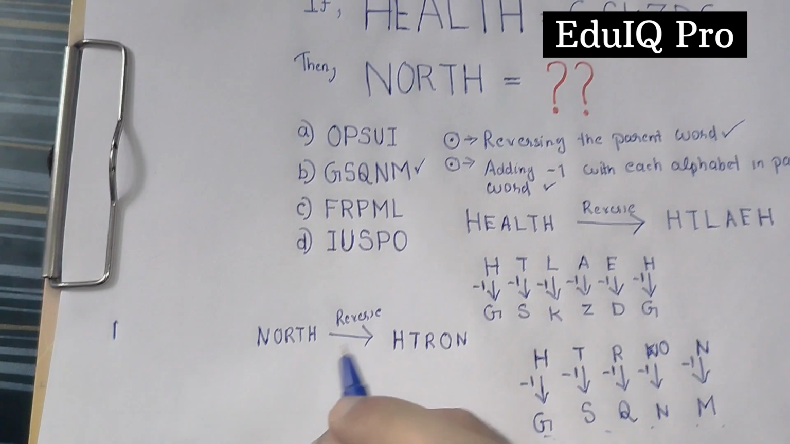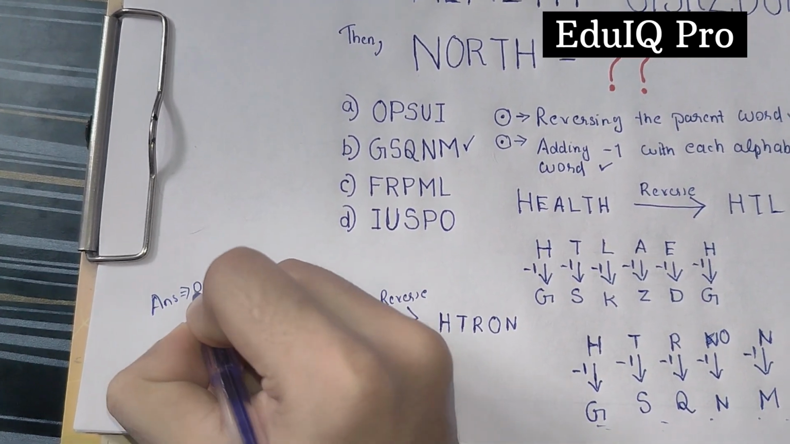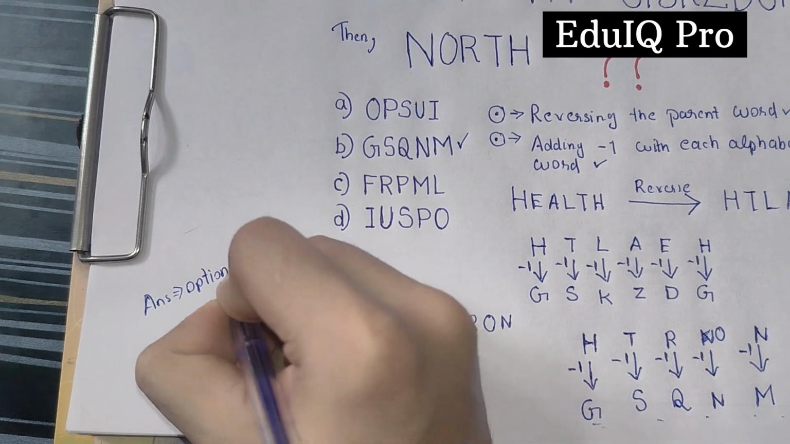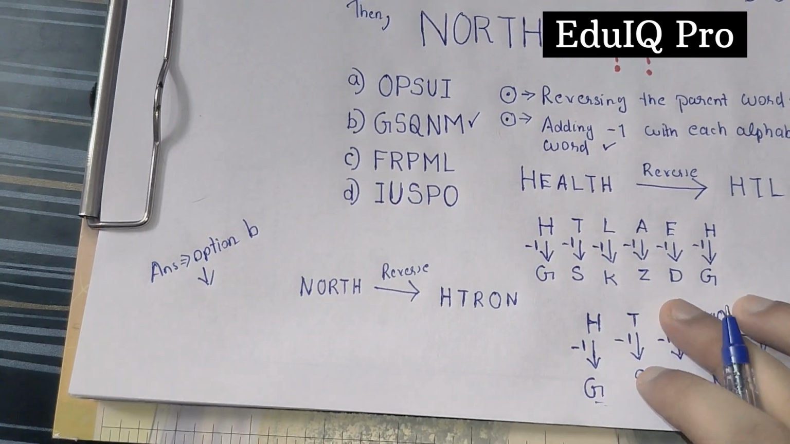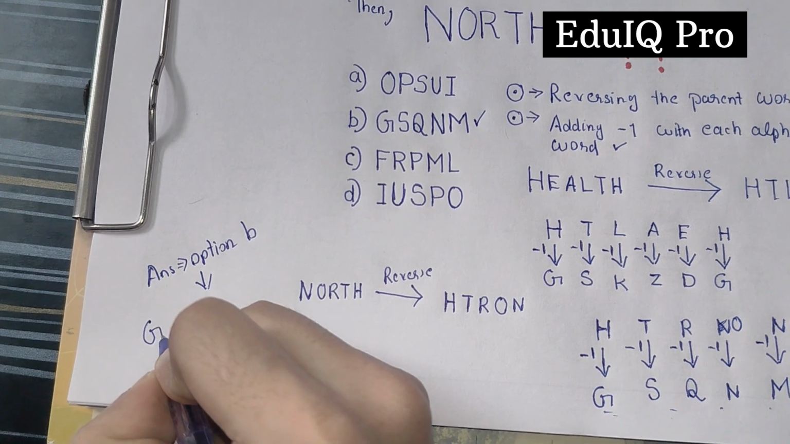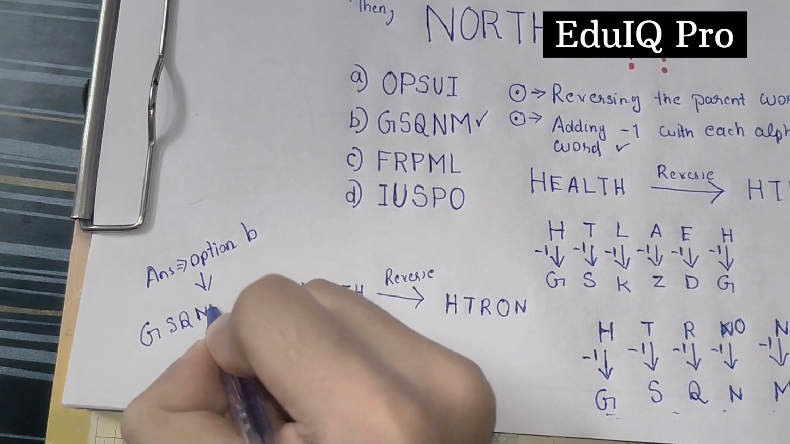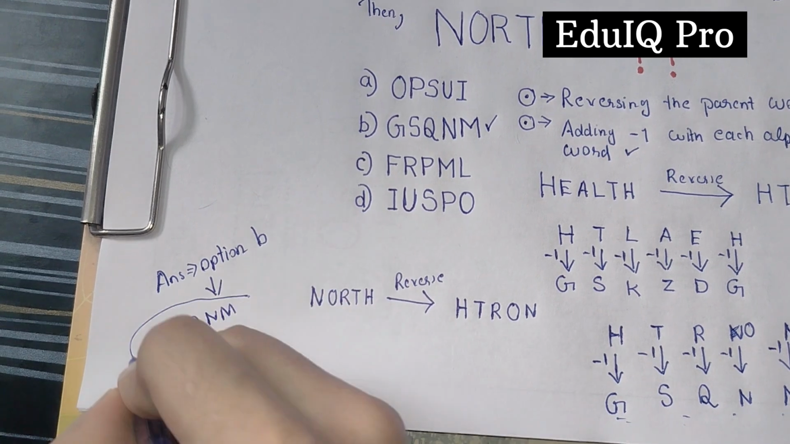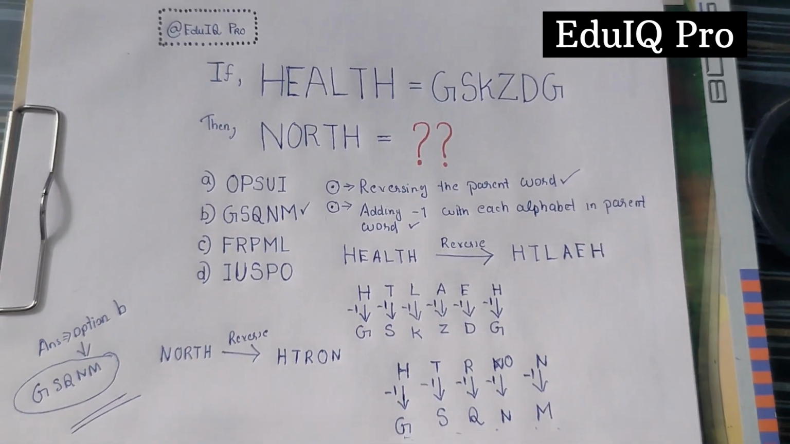Let me write here, so the final answer is option B. Option B, and its value is GSQNM. So that is the final coded answer of the word NORTH. So I hope everybody understands this video.